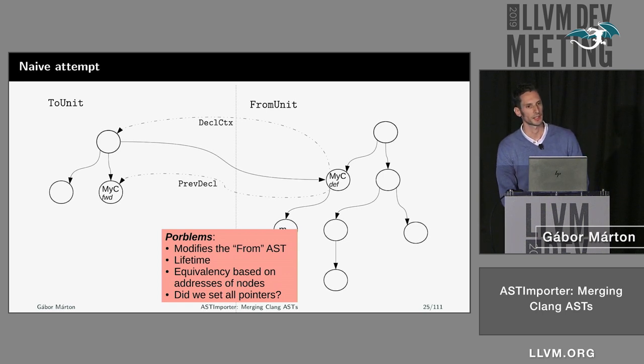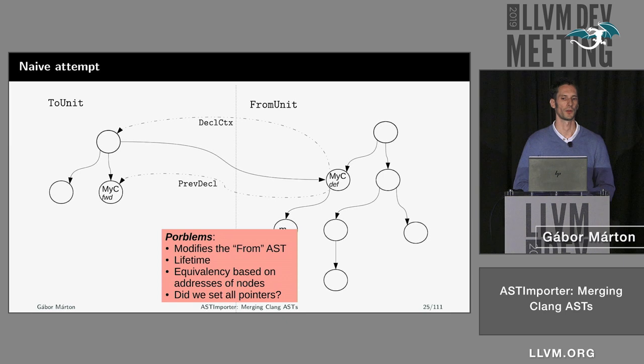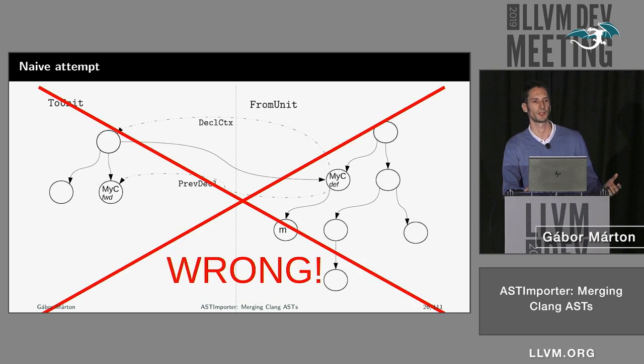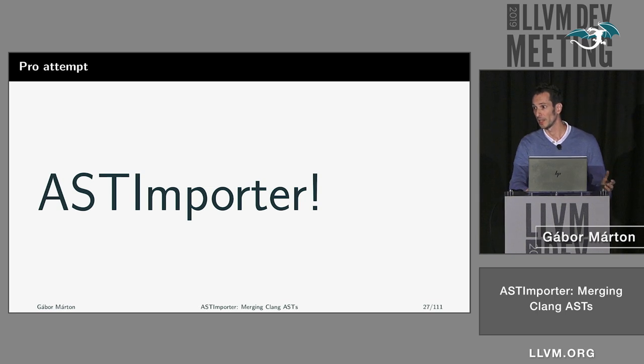I've already shown you that the AST itself is a really huge network of interconnections. Can you tell me what other things we forgot to set now? Actually, it's really hard to follow which other pointers are not set. So this is not the proper approach, and this is why we really need the AST importer to do the deep copy of nodes and properly set the connections between these nodes.